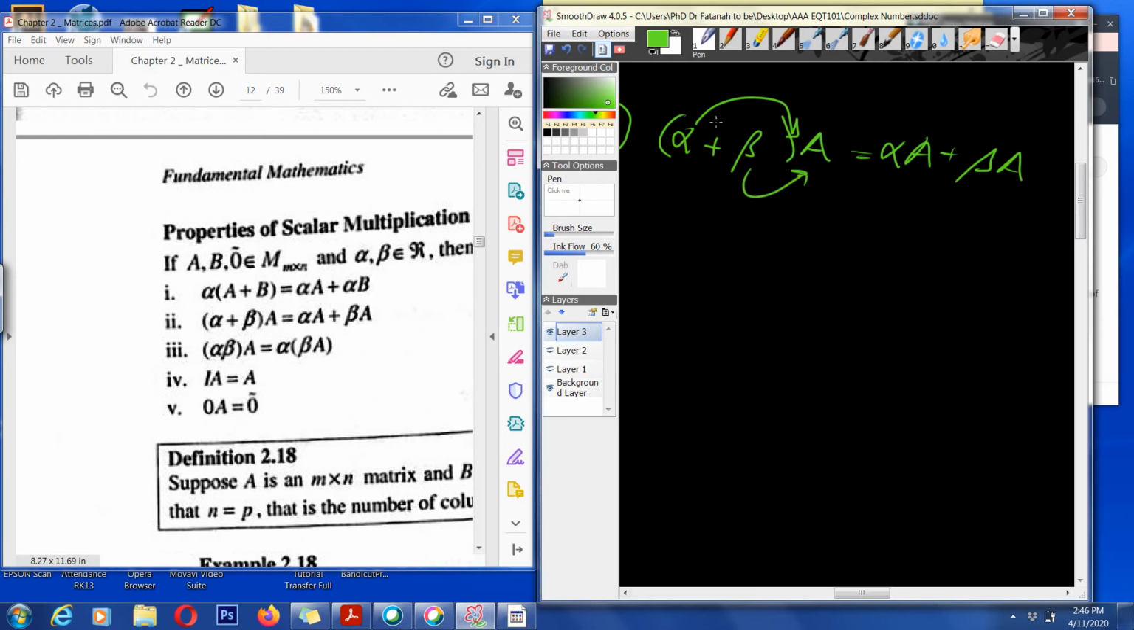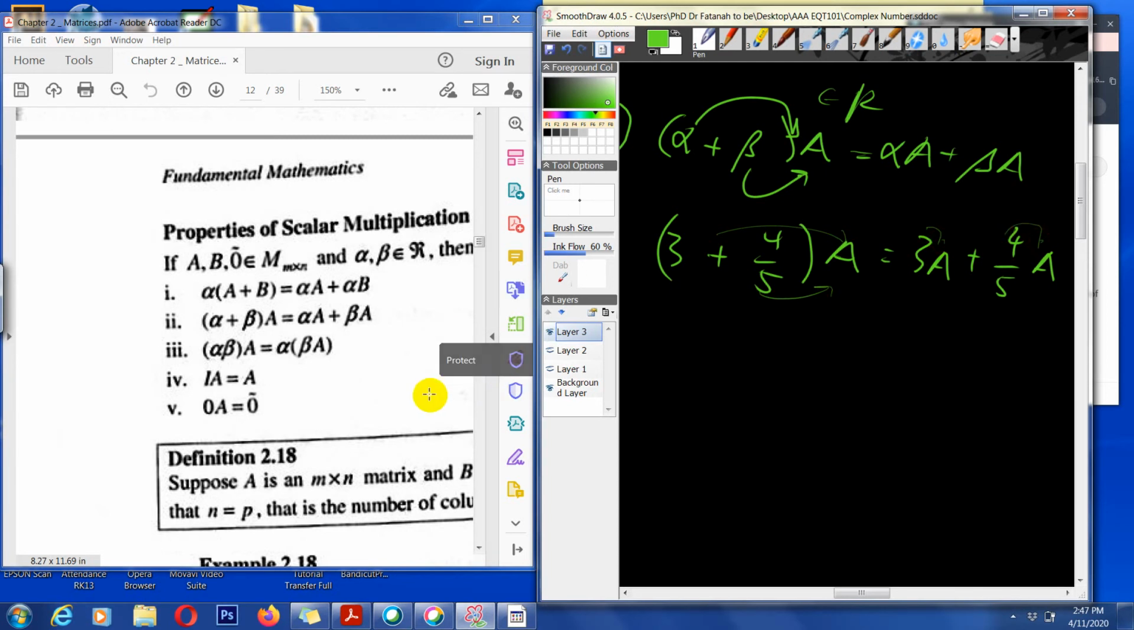So for example, this is a matrix and this is a scalar. A scalar is a real number, for example 3 plus 4 over 5. A is a matrix, so what we get is 3A plus 4 over 5 A. That is the property I want to explain. Alpha is independent and does not involve position. As long as we do not involve position, it can be accepted.